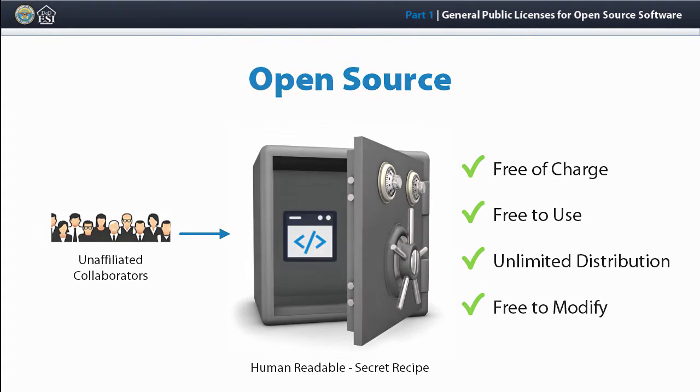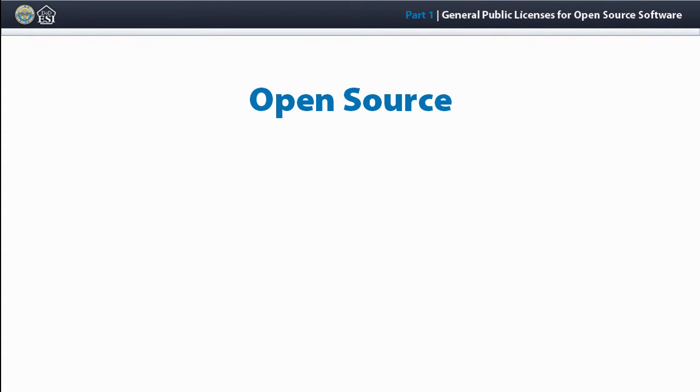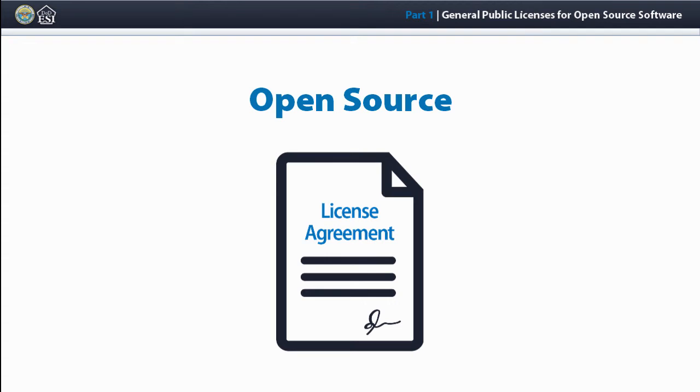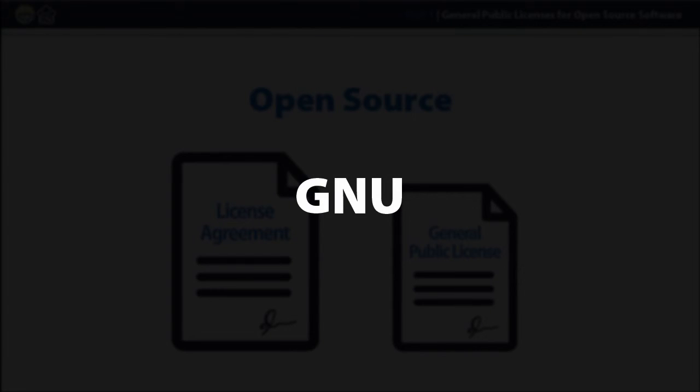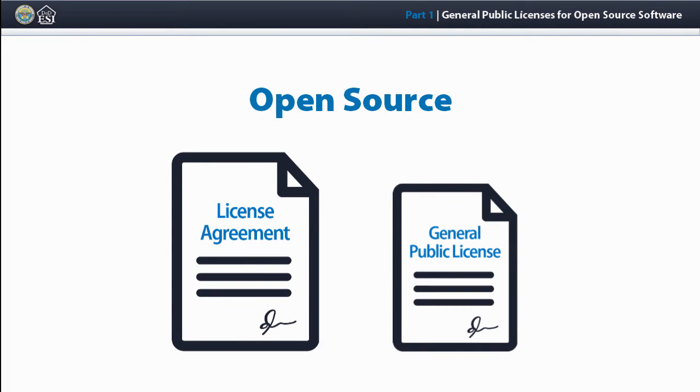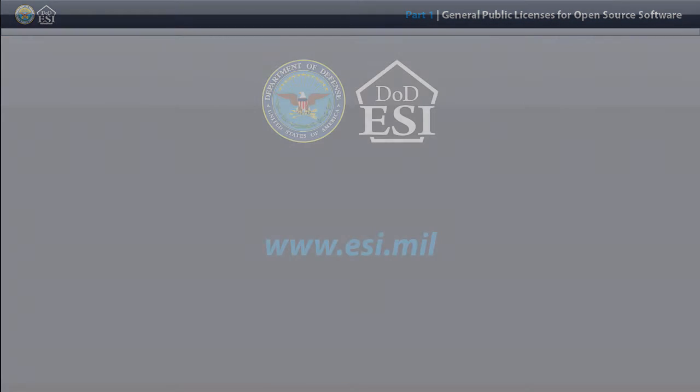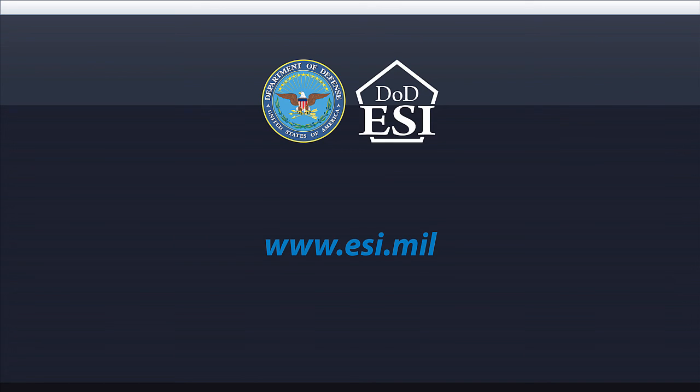The mechanism for documenting and enforcing the open source development and distribution rules is the license agreement entered into by open source users. One of the most common license types for open source is the GNU General Public License, or GPL. There are many other versions of open source licenses, but this tutorial will focus on the GPL. We will address the specifics of GPLs after further distinguishing open source licensing from proprietary software licensing in the next tutorial. Please refer to Parts 2 and 3 of the General Public Licenses tutorial series for more information.